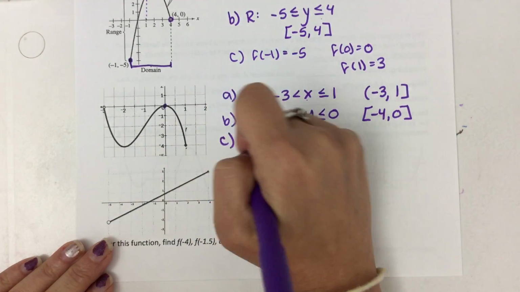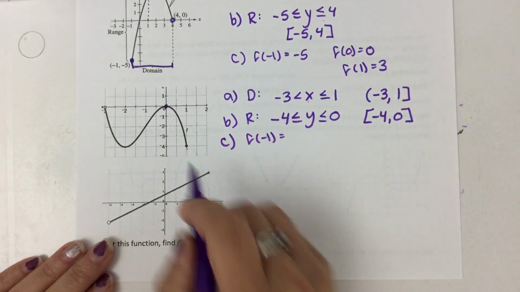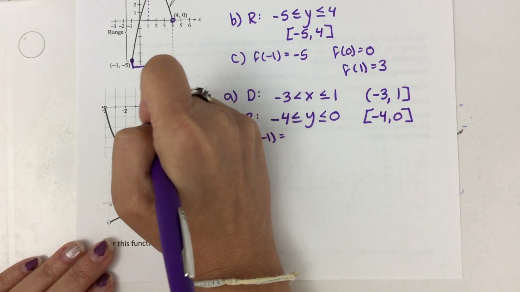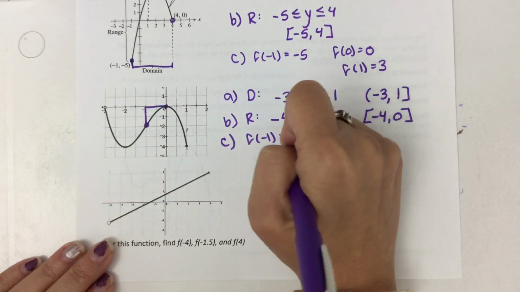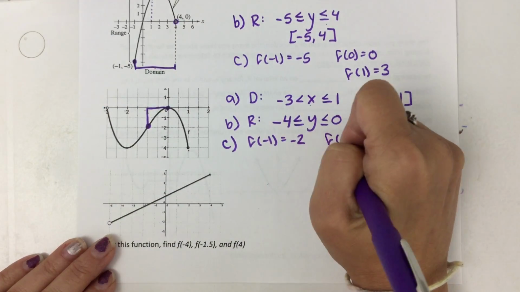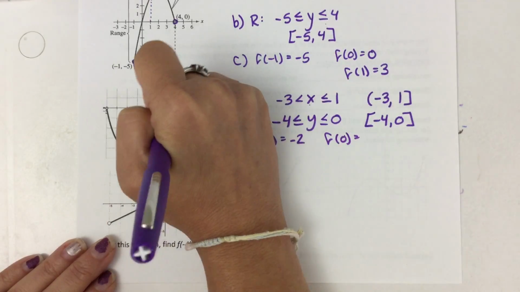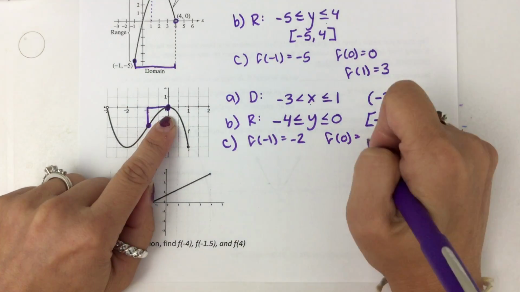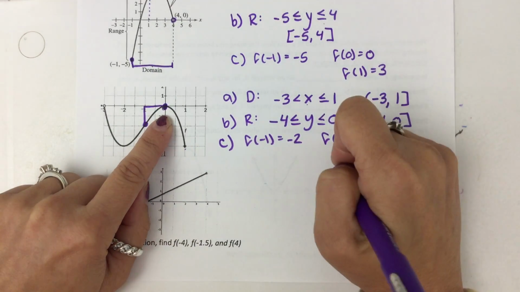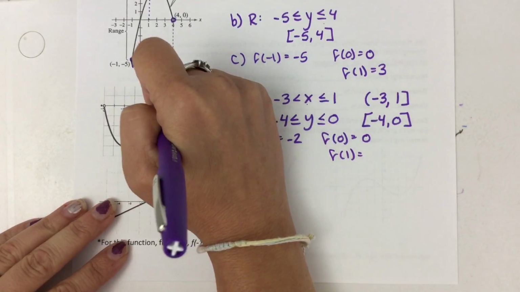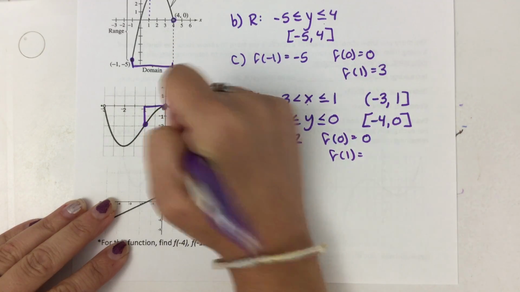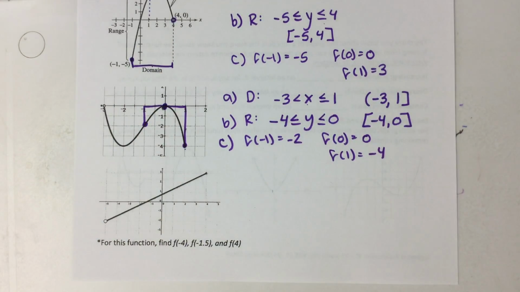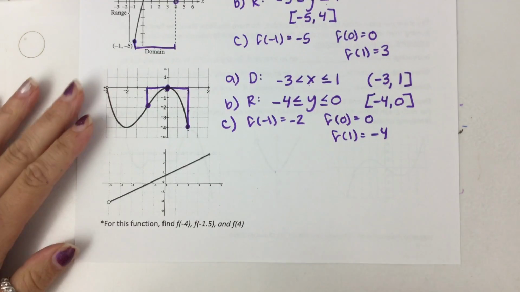Now for C, f of -1. If I go to the left one, because that's the x value, what is my y value? -2. If I have f of 0, if I stay at 0, do not go left or right, my y value is 0. If I have f of 1, if I go to the right one, my y value is -4. Okay, so again, domain, range, being able to evaluate if you're given your x value in that function notation. Last one like this.